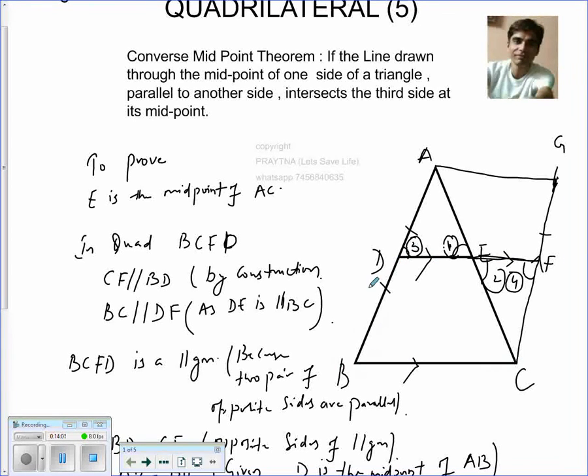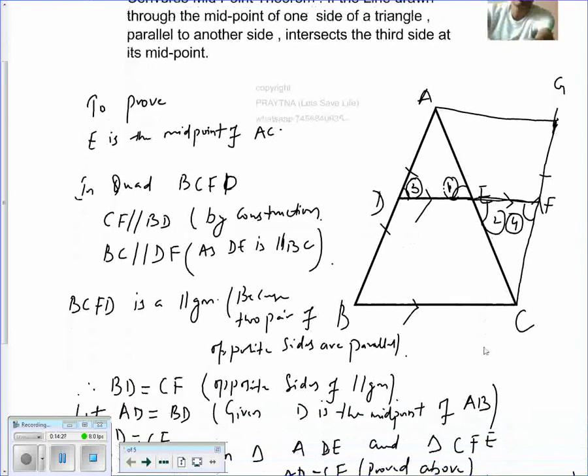Now, BD is parallel to CF. This we have done through construction. BC is parallel to DF and BD is parallel to CF. Therefore, it is a parallelogram since two pairs of opposite sides are parallel. This is parallel to this and this is parallel to this. It is a parallelogram. Now since it is a parallelogram, the opposite sides are equal. Therefore BD is equal to CF. But since BD is equal to AD, therefore AD is also equal to CF.